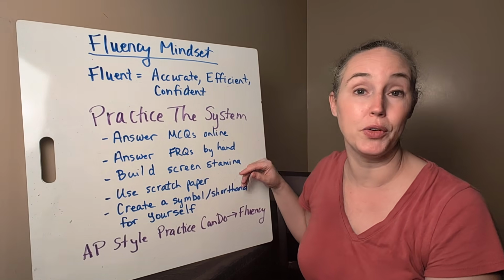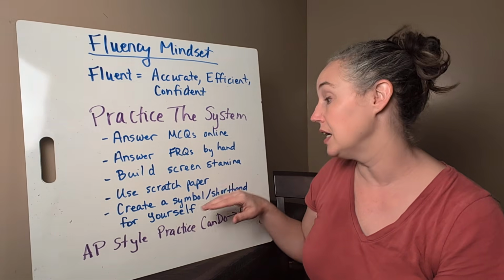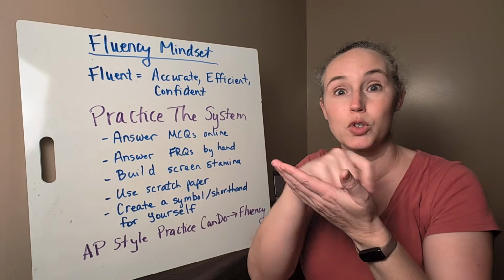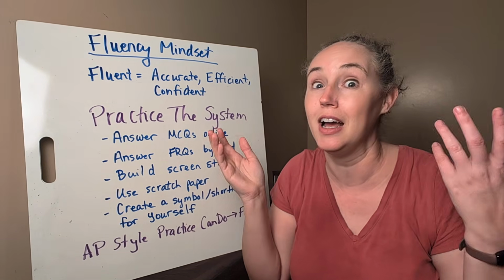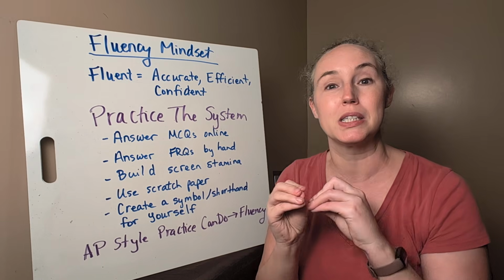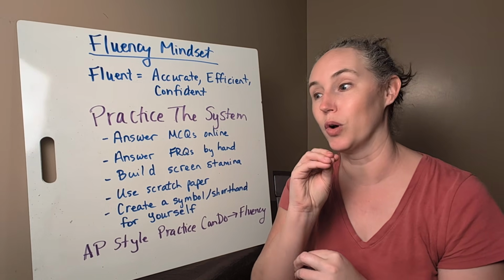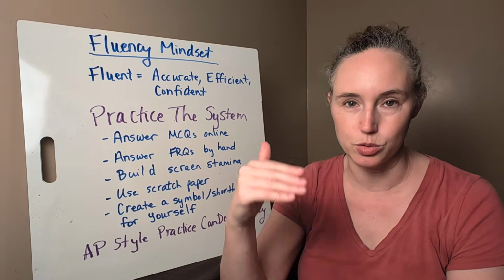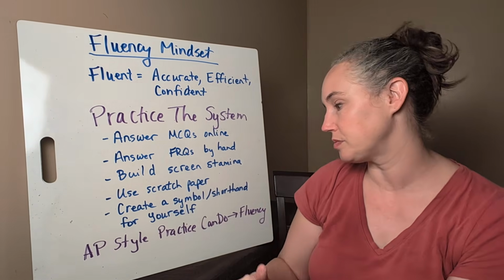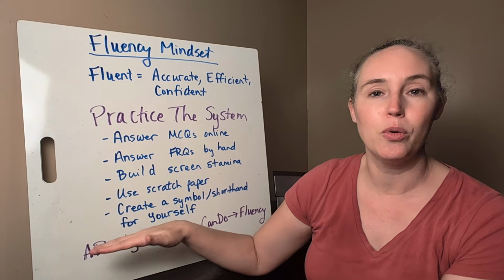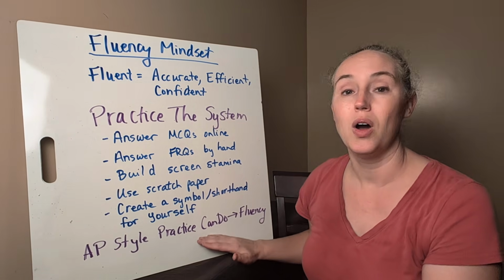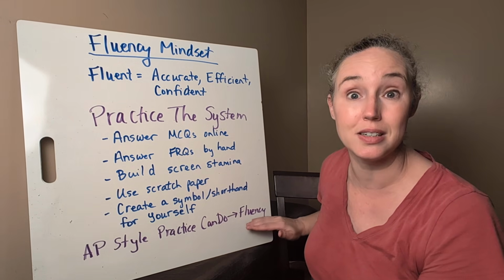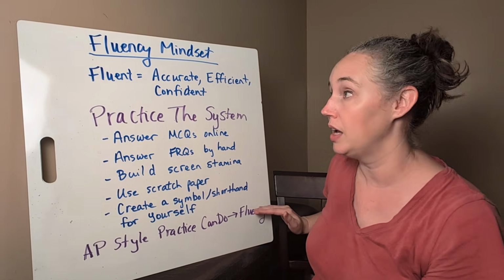I find it's really important, if you haven't already done this for yourself in life, to create a symbol or a shorthand for yourself. Because if you're running through and scratching things down and you can't read your own writing, well, that's not going to help you. But if you have specific symbols or a shorthand for yourself that's going to make sense to you, that's going to be a helpful tool you can use on the day of the exam. AP style practice. It's what takes us from, but I did really well in the class, I can do it, to fluency, which is a 4 or a 5 on the AP exam.